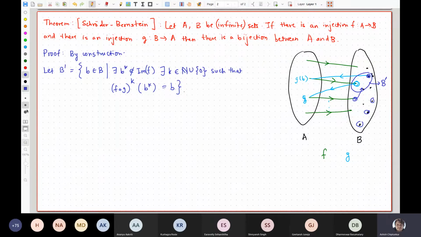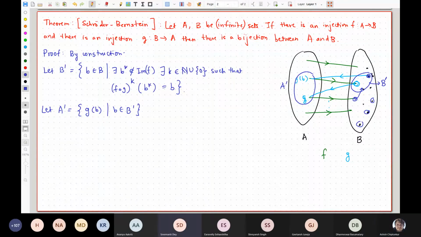Okay, and similarly we'll define A prime. So A prime are the points in A which appear on this path. So A prime is simply the set of all G of B such that B is in B prime. So all these will appear in A prime in this case. Any questions up to this point?